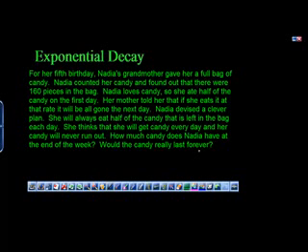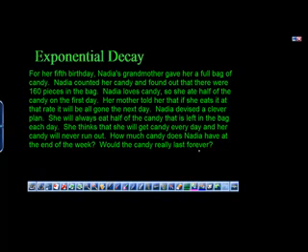Let's take a look at a real-life example of exponential decay. For her 5th birthday, Nadia's grandmother gave her a full bag of candy. Nadia counted her candy and found out that there were 160 pieces in the bag. Nadia loves candy, so she ate half the candy on the first day.